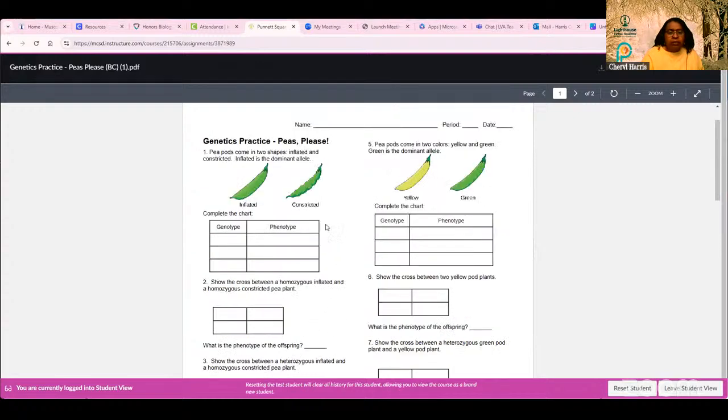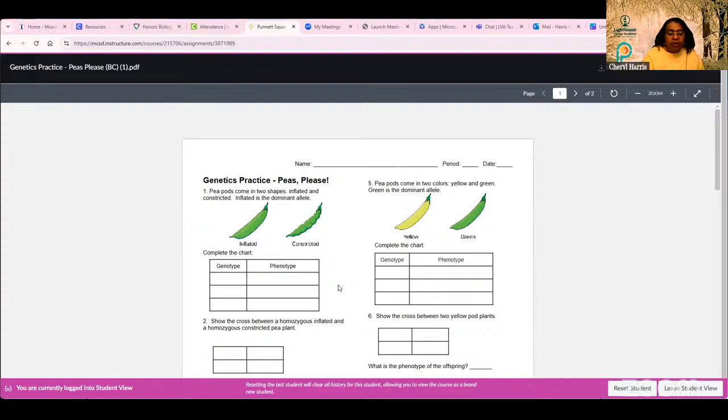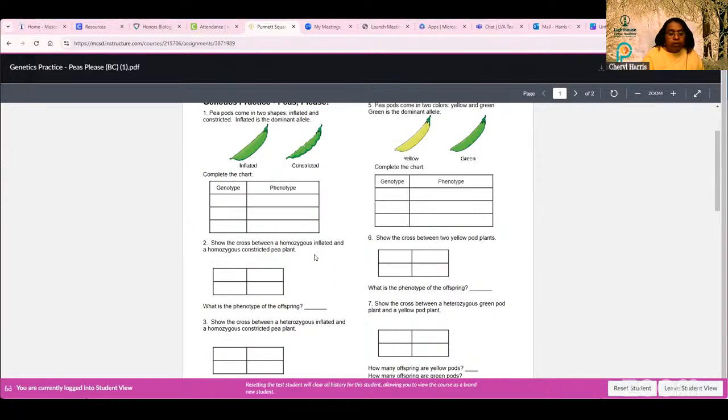And then it's kind of like 1 and 5. And then for 2, you're taking your homozygous inflated plant and a homozygous constricted pea plant, which means you're taking whatever you wrote for the first two. So if we're using I, it's going to be capital I, capital I crossed with small i, small i. So that's what number 2 is saying.